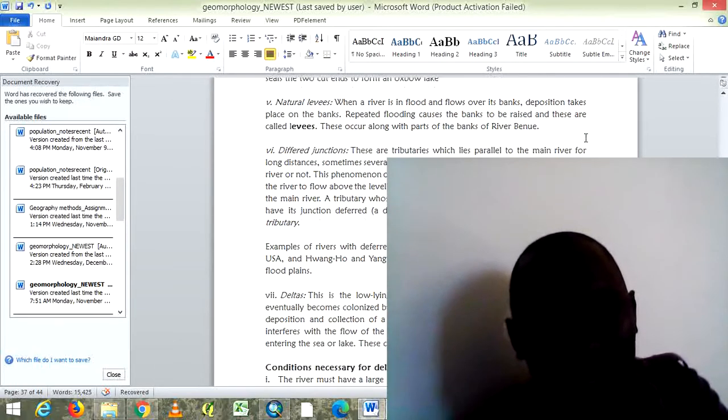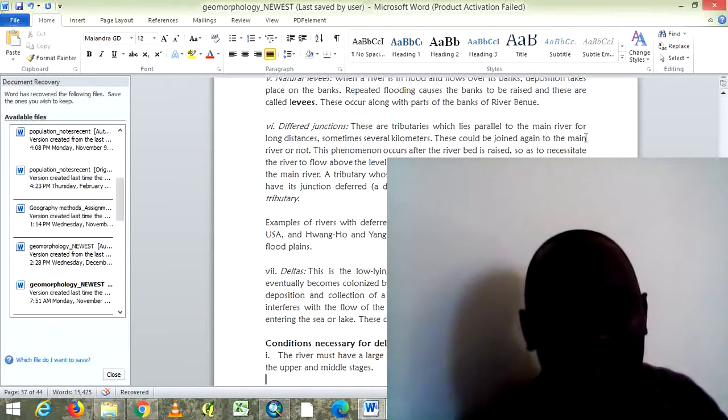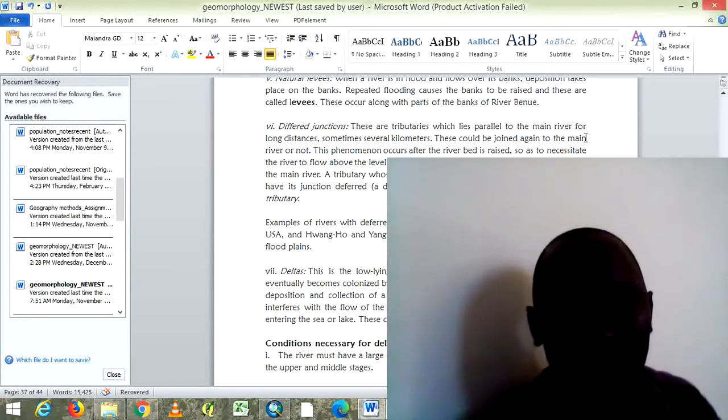The other feature are deltas, and we know that a delta is the low-lying swampy plain at the mouth of the river, which eventually becomes colonized by various plants. It's a result of prolonged deposition and collection of load at the river's mouth. The growth of the delta interferes with the flow of the river, causing the river to split into channels before entering the sea or the lake. These channels are called distributaries.